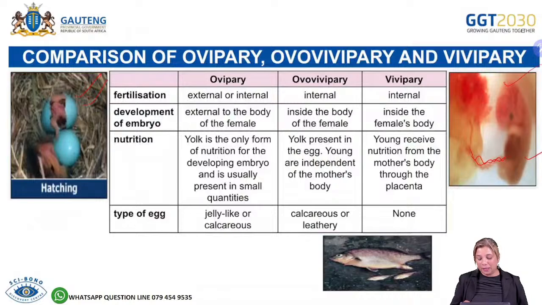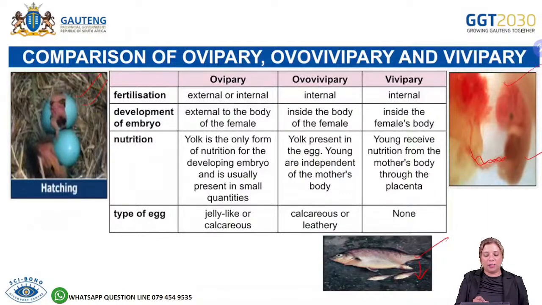So in certain fish, the eggs are housed inside the female's body, and then they develop inside the female's body, and then they hatch inside, and then they are born alive. So learning with diagrams can be quite good because it helps you to remember a lot easier. So let's talk about fertilization.